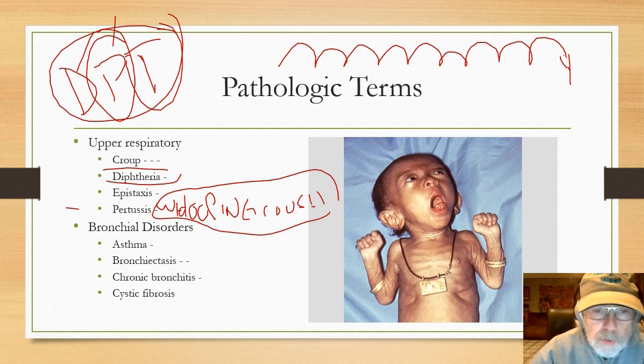The problem with whooping cough is that where croup went away in a couple of days, whooping cough will be there sometimes for a month or longer. They go through different stages of pertussis, and it sometimes lasts quite a long time.